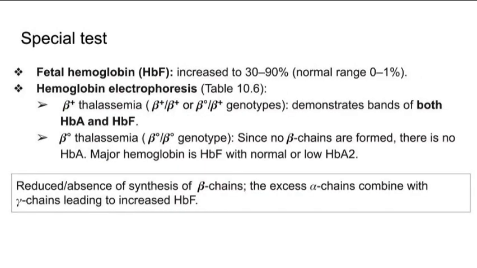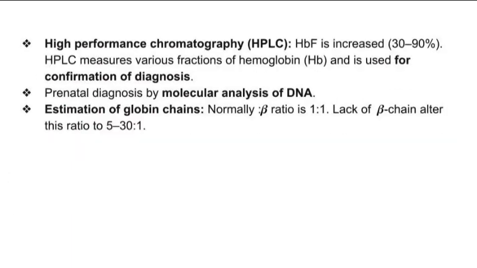Special tests used to detect thalassemia are as follows. Fetal hemoglobin is increased to 30 to 90%. Hemoglobin electrophoresis: beta-plus thalassemia demonstrates bands of both HbA and HbF. In beta-zero thalassemia, since no beta chains are formed, there is no HbA. The major hemoglobin is HbF with normal or low HbA2. High performance liquid chromatography: HbF is increased, 30 to 90%. HPLC measures various fractions of hemoglobin and is used for confirmation of diagnosis.